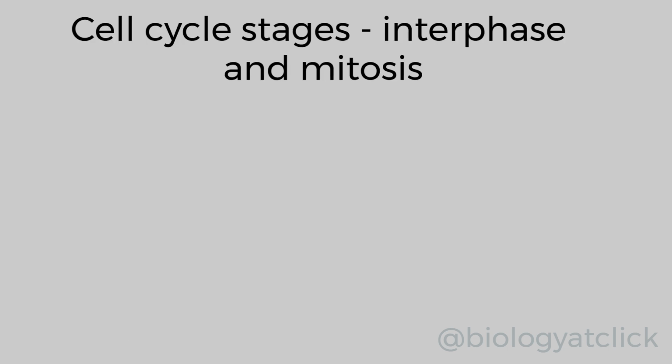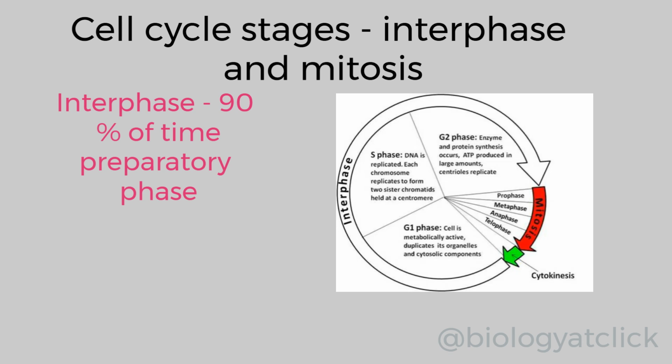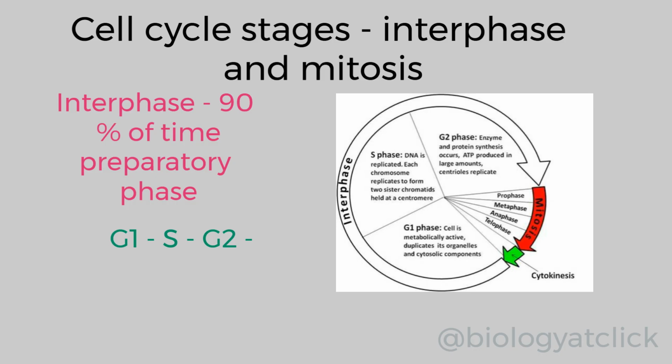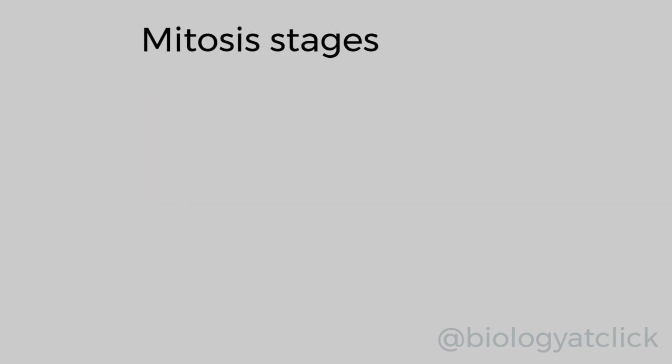Before the mitosis process, the cell spends 90% of its time in synthesis of required cell organelles, proteins and DNA replication. This phase of the cell cycle is interphase. G1, S and G2 are the stages of interphase. The interphase video is linked in the description box if you would like to check. The cell undergoes mitosis straight after the G2 phase. Let's understand the mitosis process now in human somatic cells.